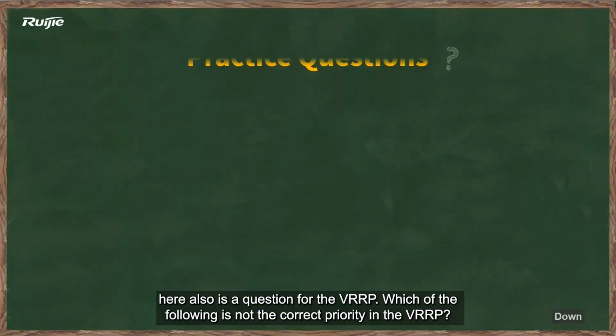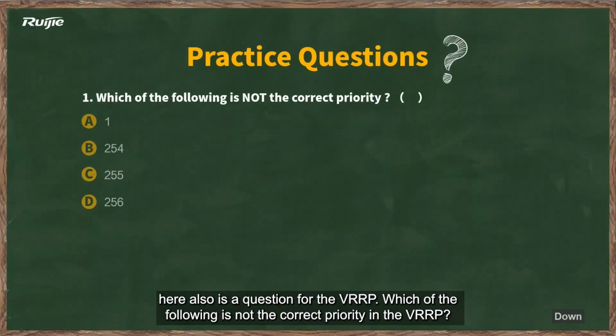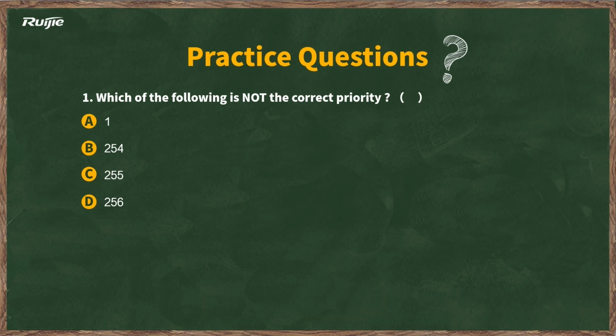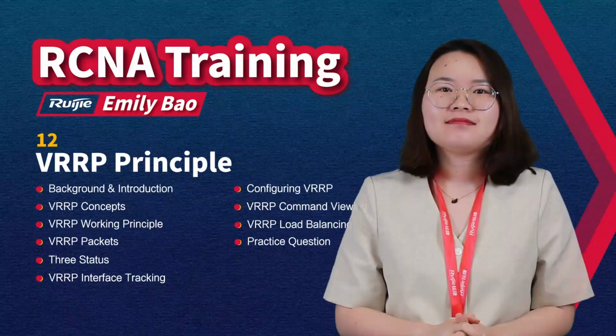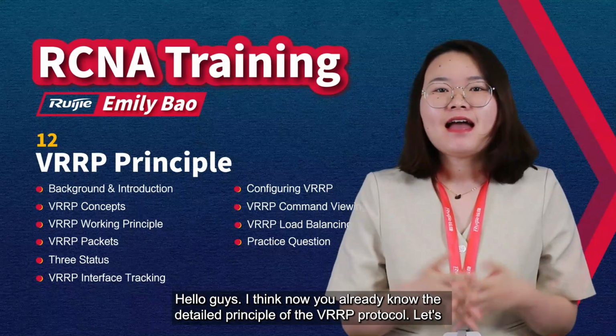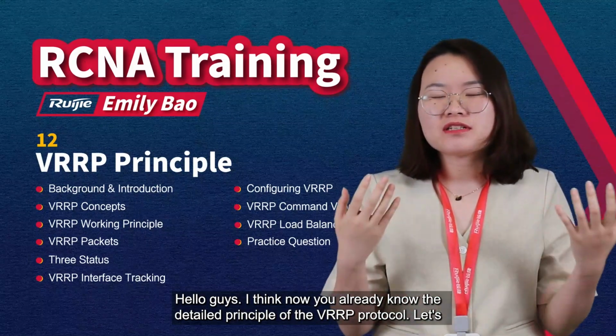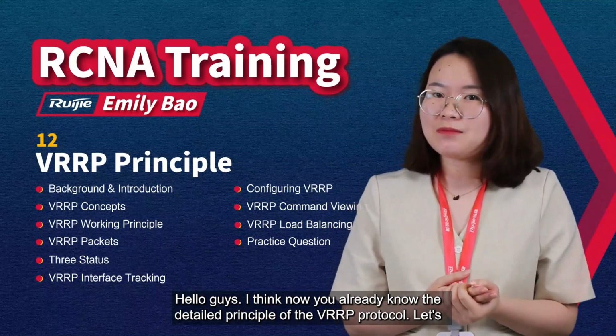And here also is a question for the VRRP. Which of the following is not the correct priority in the VRRP? 1, 254, 255, 256. If you want to know the answer, please follow the next video. Thank you.